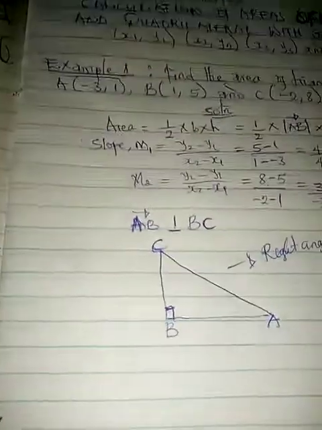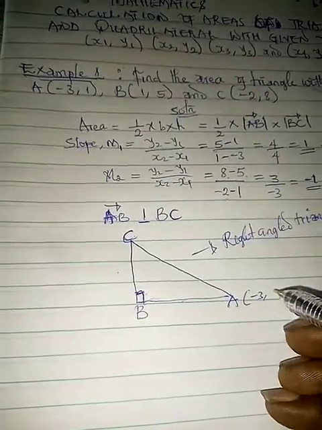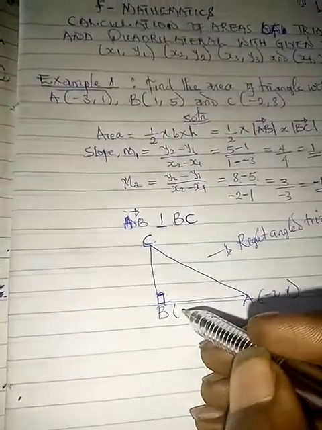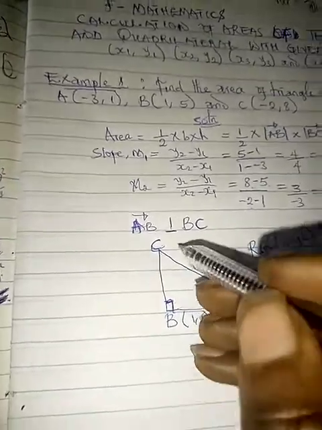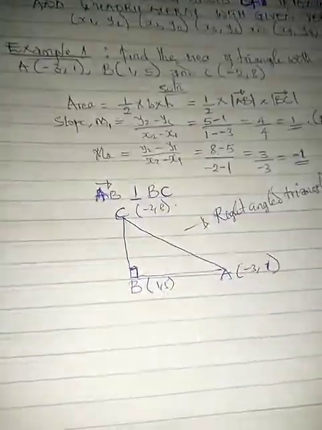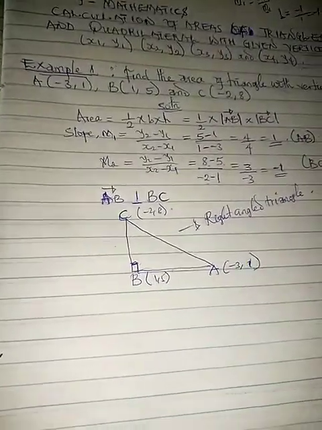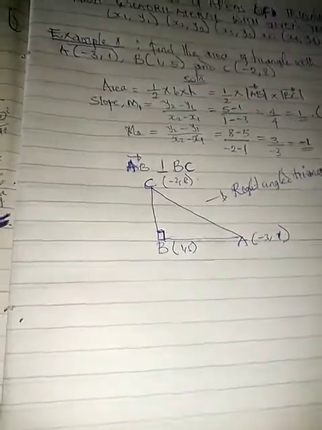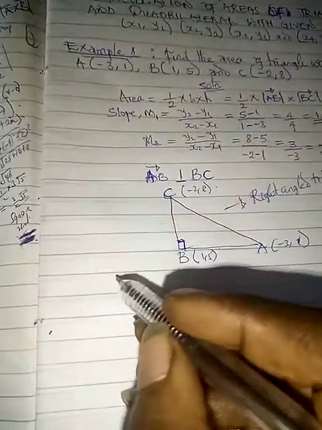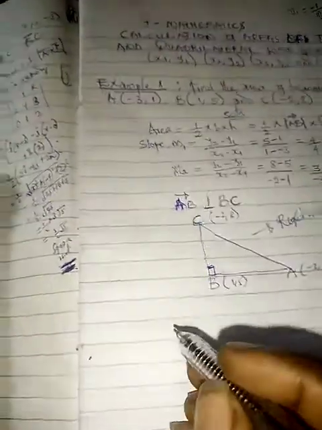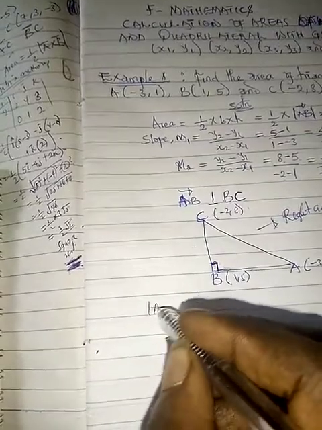I hope you are following, such that this A here is minus 3, 1 based on the question, and B here is 1, 5, and then C here is minus 2, 8. Okay, we can proceed to get the area of this triangle. So how do we do that now? We still remember that we have a formula here, half times length AB times BC. So we have not gotten length AB. What we did initially was that we wanted to know the kind of triangle we are dealing with.